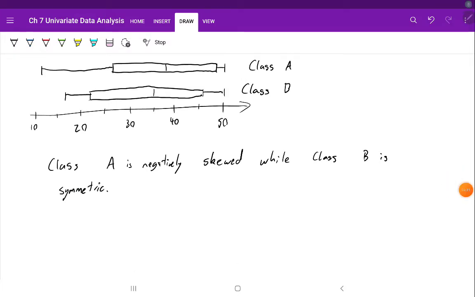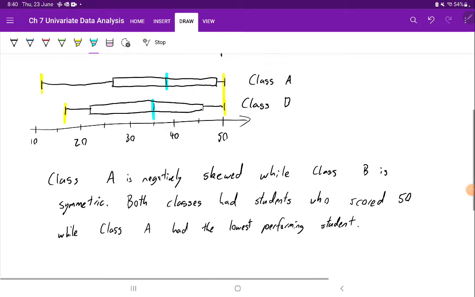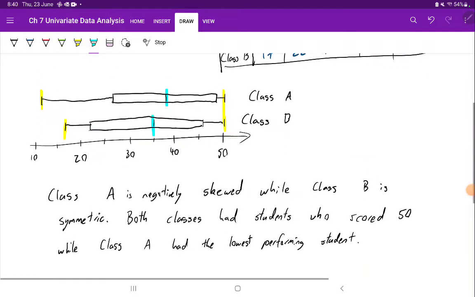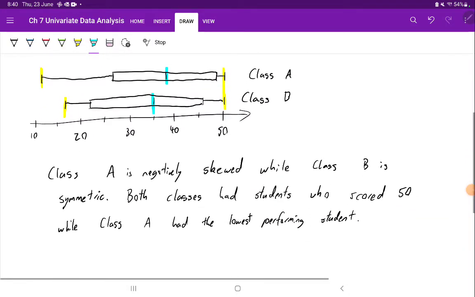Alrighty, so you can see that both of them performed at the peak at 50. So both had students who scored maximum marks. However, it's where the minimums are that you can see the differences. On the other hand, we can see, based on the medians, that 50% of Class A got a 38, whereas half of the students got a 35 from Class B.